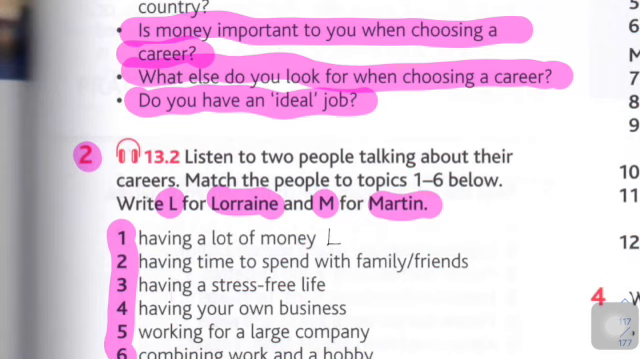This was Martin. Yeah. Remember, Martin was working for a big company too, and he was having a stressful life, and now he's having time to spend with his family and friends. Yeah, having a stress-free life, of course, Martin. Yeah. Martin. Having your own business. This is Lorraine. Very good for the ones who did it.